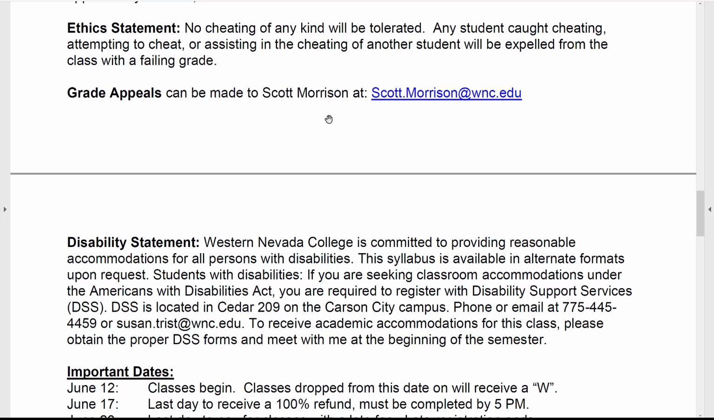Disability statement: Western Nevada College is committed to providing reasonable accommodations for all persons with disabilities. The syllabus is available in alternate formats upon request. Students with disabilities seeking classroom accommodations under the Americans with Disabilities Act are required to register with Disability Support Services, DSS. DSS is located in Cedar 209 on the Carson City campus. There's a phone number and the email address for the director. She's a really nice, very helpful person. To receive academic accommodations for this class, please obtain the proper DSS forms and meet with me at the beginning of the semester.